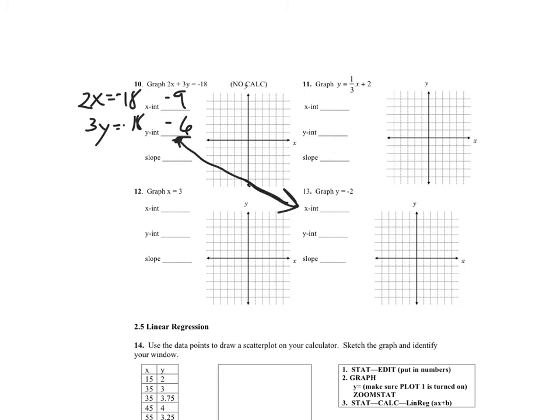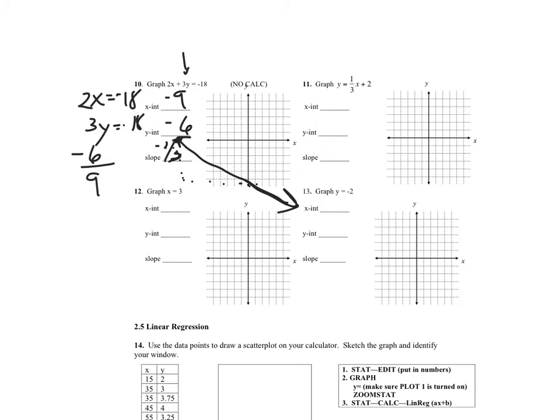Now to find the slope, you can count on your graph here, okay? So you would go down 6 and run 9. You could also solve for y here and find out what the slope is. So that would be negative 2/3. Either way, whichever way you want to do it.